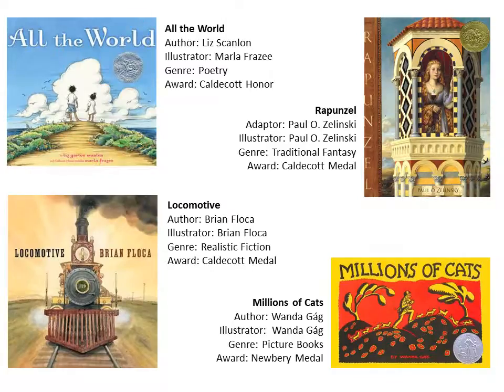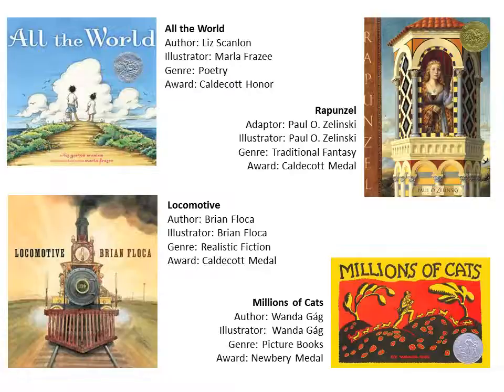Okay, so these are the other 4 books that I'm critiquing today. So All the World by Liz Scanlon is a breathtaking yet simple poem accompanied by beautiful illustrations. This book would be perfect for toddlers and preschoolers because of its simplicity. Rapunzel by Paul Zelinsky is definitely for an older crowd, probably like 2nd grade and up. It is a great retelling of the classic fairy tale, and it will definitely appeal to elementary students.